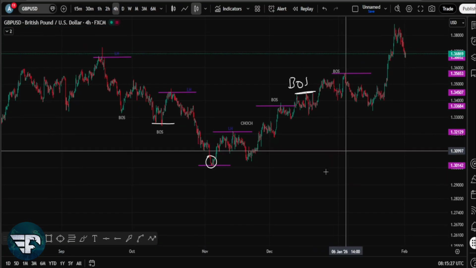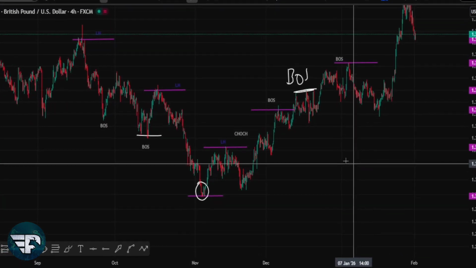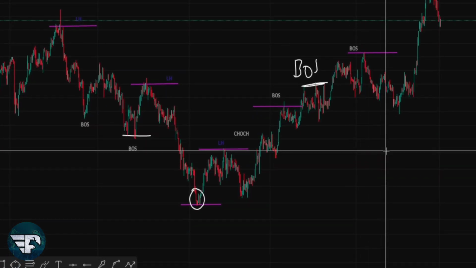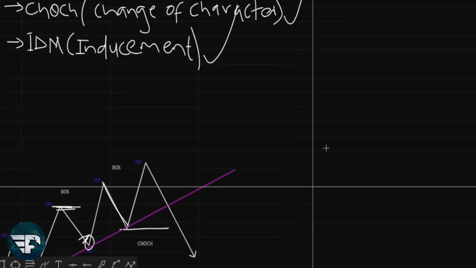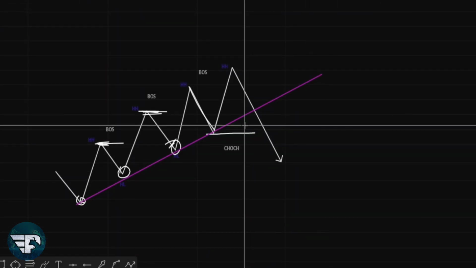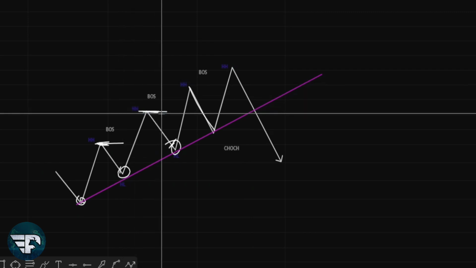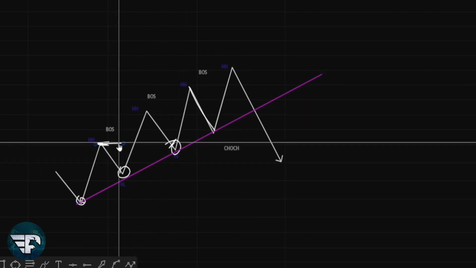Now let's go to the last one, which is inducement, so that you know how to go by that one too. So inducement normally is the gaps in the market. Most people use them as the fair value gap and also the traps. Now let me show you.